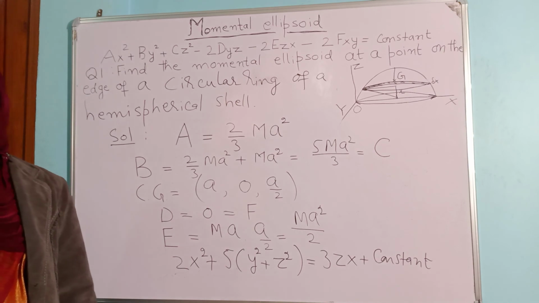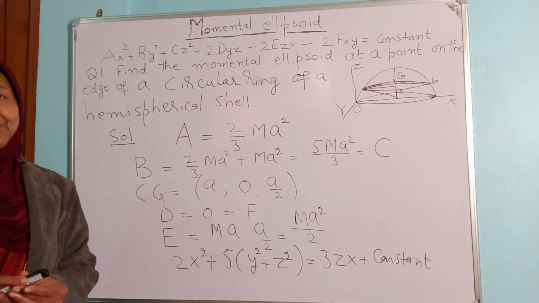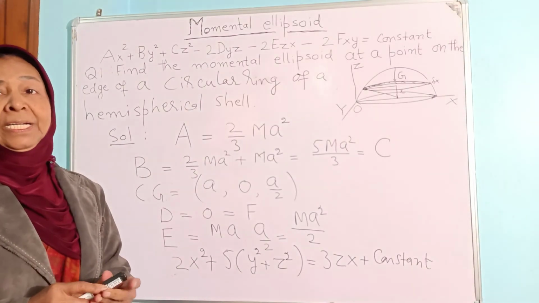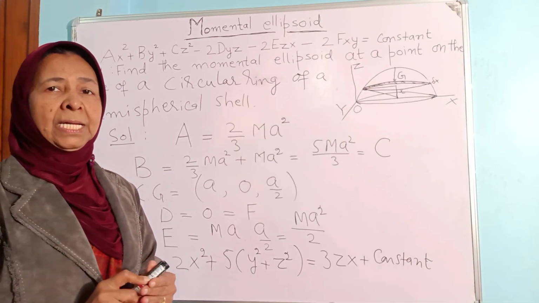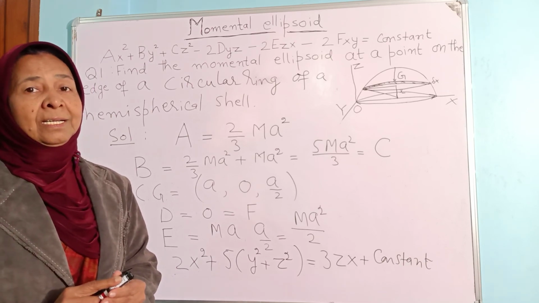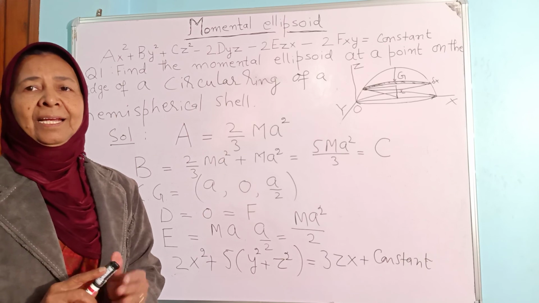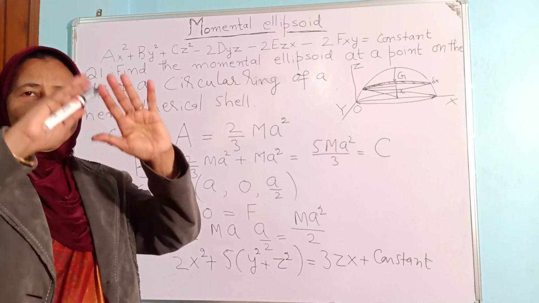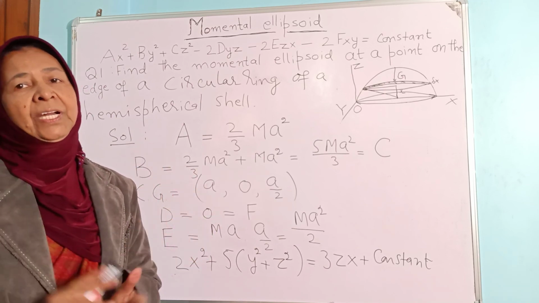I hope the question is clear to all of you. So we did 2 questions this time. We found momental ellipsoid for 2 cases. One is solid hemispherical shell, another is a solid ring, hemispherical ring.